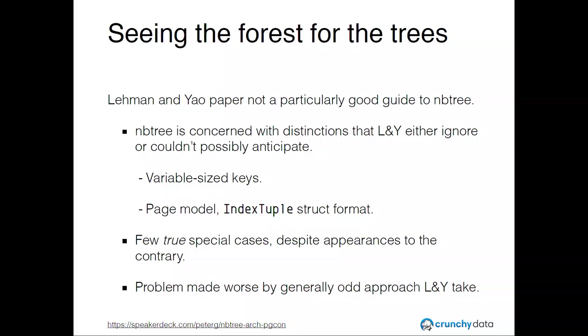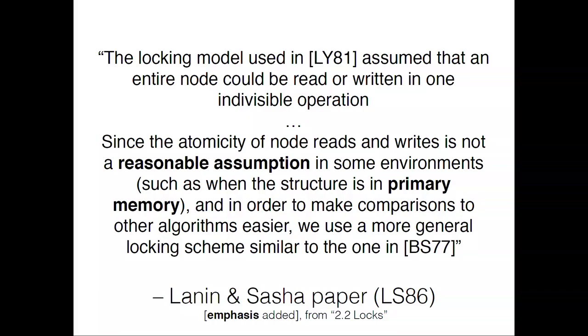It also bears saying that Lehman and Yao themselves, in my opinion, just explain things in a way that's odd. It's not a particularly well-written paper in my estimation, but don't take my word for it. This is a quote from the Lanin and Shasha paper, which is the basis of our own page deletion algorithm, where they point out, I think quite politely, that the assumption that Lehman and Yao make about atomic reads and the lack of any requirement for read locks is not reasonable in any realistic system. So I just think it's a very strange way that they chose to explain themselves.